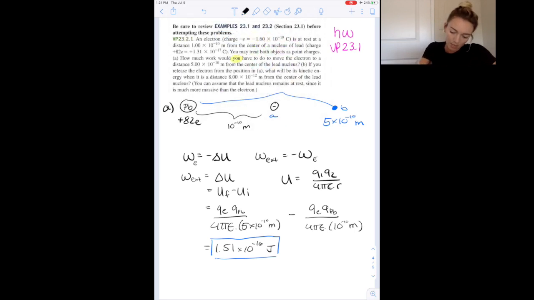For part B, if you release the electron from the position in part A, so if you release it from where it is right here in part A, what will be its kinetic energy when it's a distance of 8 times 10 to the negative 12 meters from the center of the lead nucleus? So that means when it's really close right here, what will be its kinetic energy?